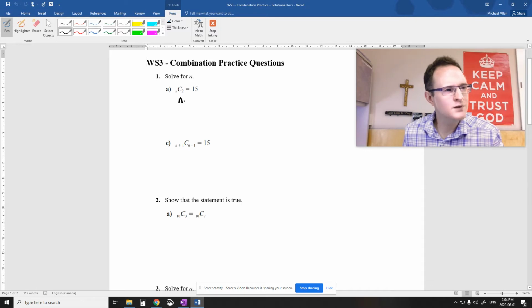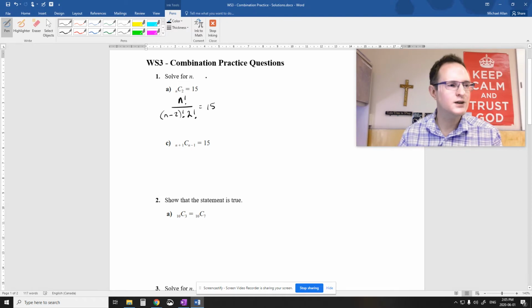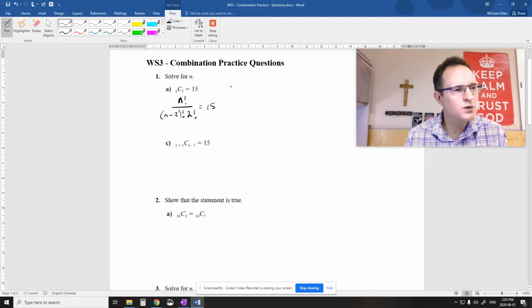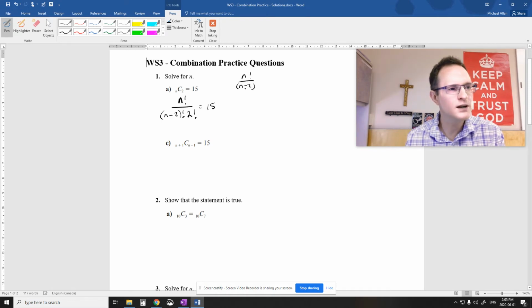But what I'm going to do is set up my formula here. So I know nCr is going to be n factorial over (n minus r) factorial, which is going to be (n minus 2) factorial, and then r factorial, which is going to be 2 factorial. So that's how that's going to be set up. I'm going to quickly rearrange this and simplify. This 2 factorial is going to multiply up to the other side. It's going to be n factorial over (n minus 2) factorial is equal to 30.